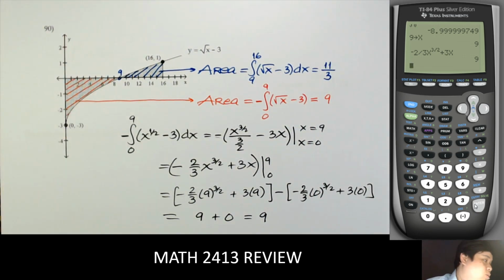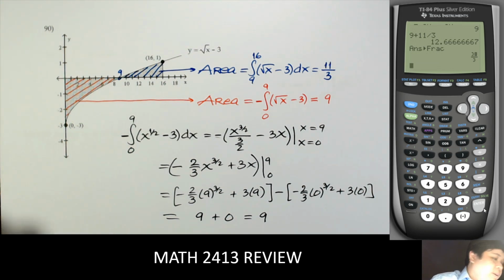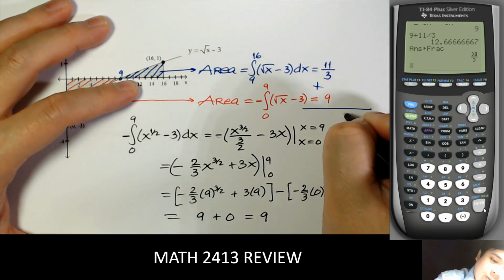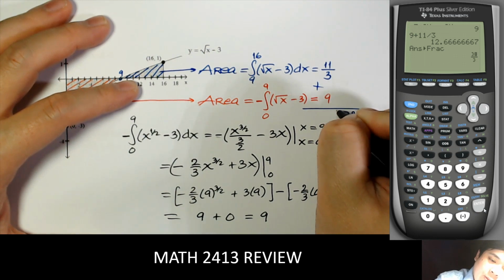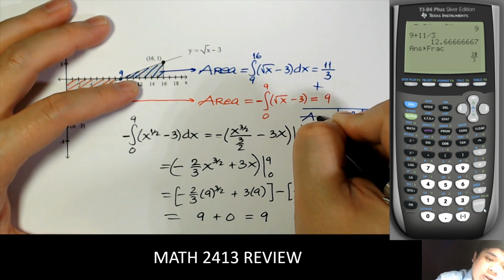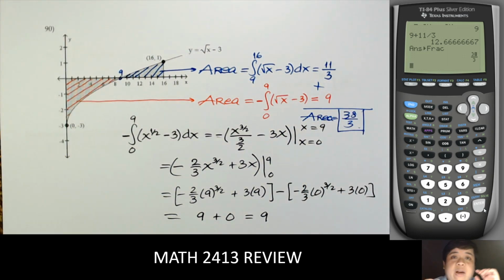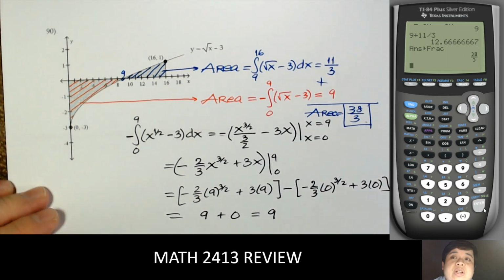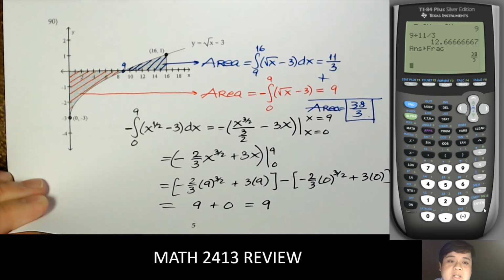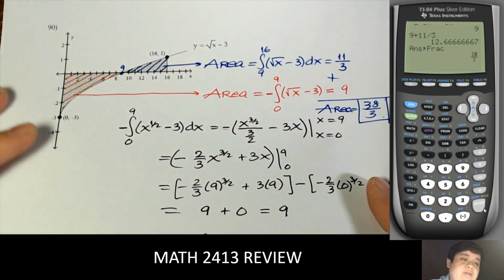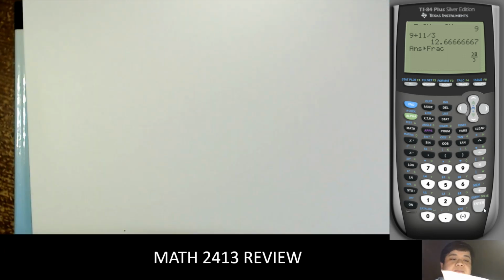And when we add 9 and 11 over 3, 9 plus 11 over 3. Convert this fraction, it is 38 over 3. And that is the total area. Again, if the region is above, the area and the integral are the same. If the region is below, the area and the integral have opposite sign. The area must be positive. The integral could be negative.